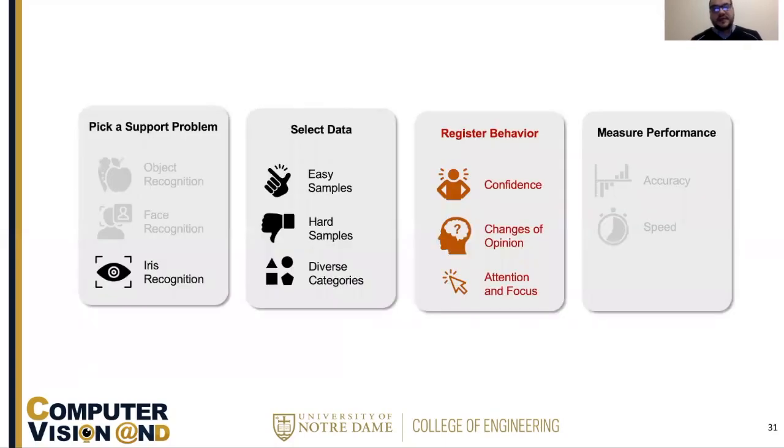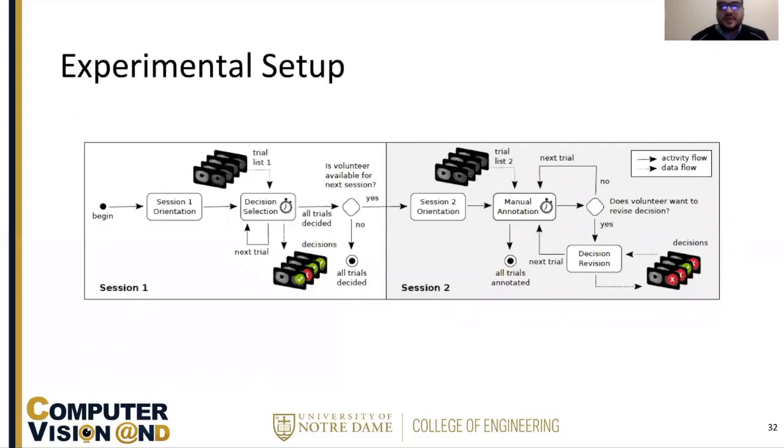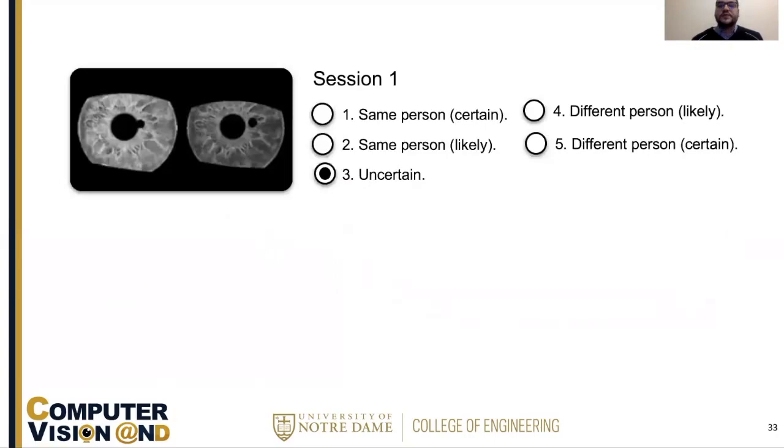Okay, after data selection, next step in the framework is how to register or record people's behavior. And for this, we built an interesting experimental setup that was divided into 2 sessions. In the first session, we were simply asking people to decide, for each trial, for each pair of irises, if they were seeing the same person or not.